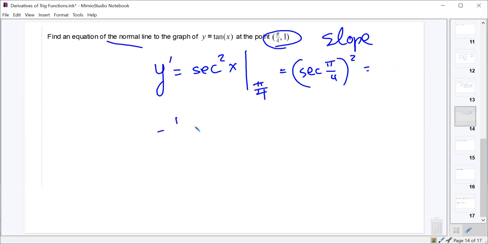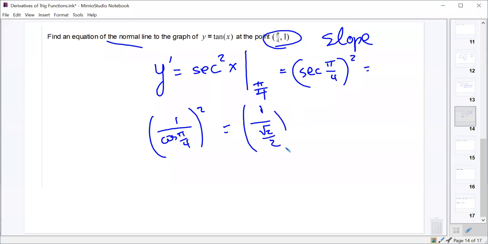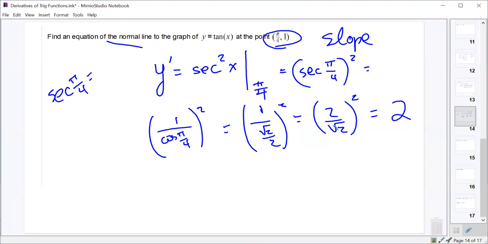Okay, if you don't know the secant of pi over 4, you should know what the cosine of pi over 4 is, right? Secant should be the same as 1 over the cosine of pi over 4. What's cosine of pi over 4? Square root of 2 over 2. So this is 1 over root 2 over 2, squared, or we could take the reciprocal of that, so that'd be 2 over root 2, squared, which what does that equal? 2. That equals 2. And just for a second, before we squared that, what does 2 over root 2 equal? Two over root 2 should be just square root of 2, right? So the secant of pi over 4 is root 2.